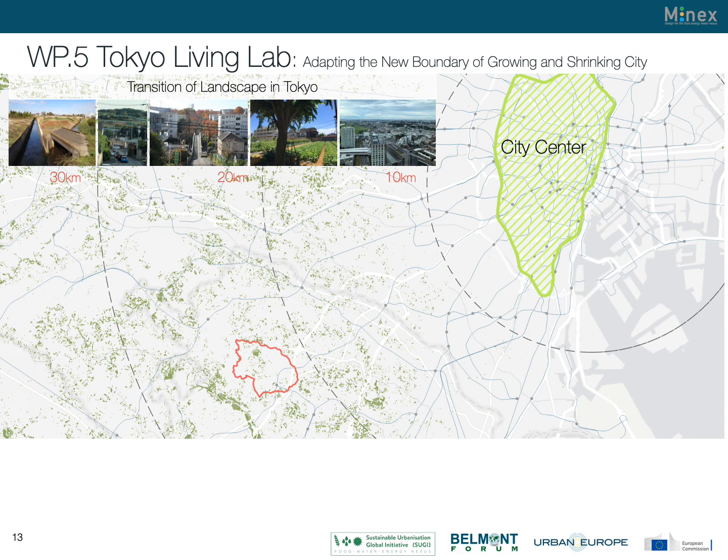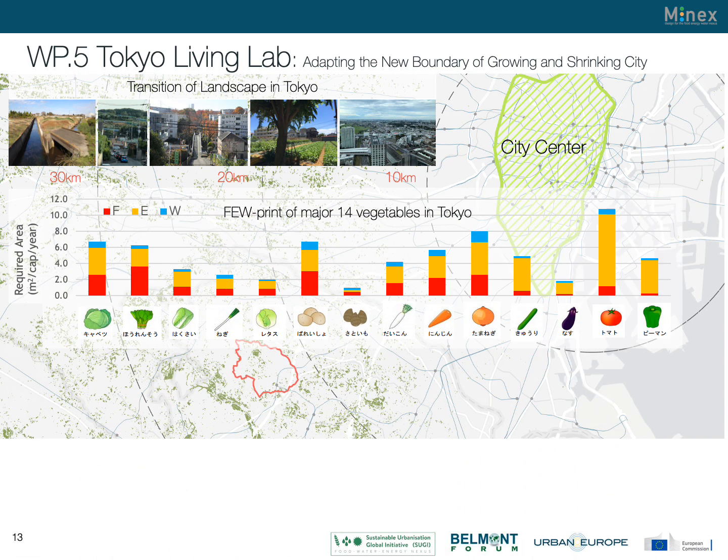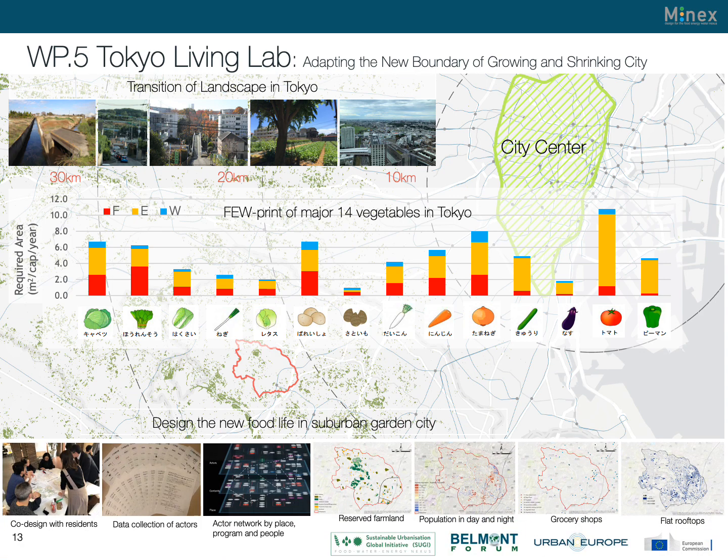Tokyo Living Lab works on the transitional area in Tokyo metropolitan area by assessing the FEW.print with 14 major vegetables and the possibility of urban agriculture in suburban towns by mobilizing flat rooftops and underused farmland.